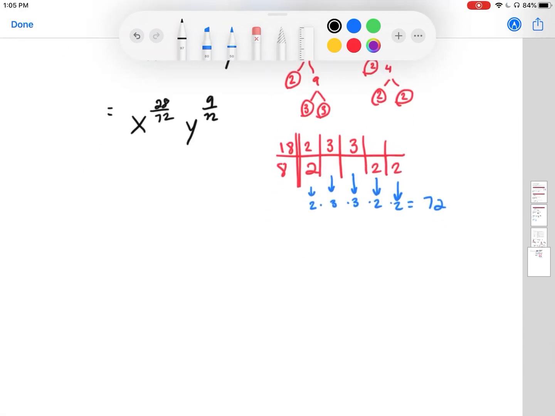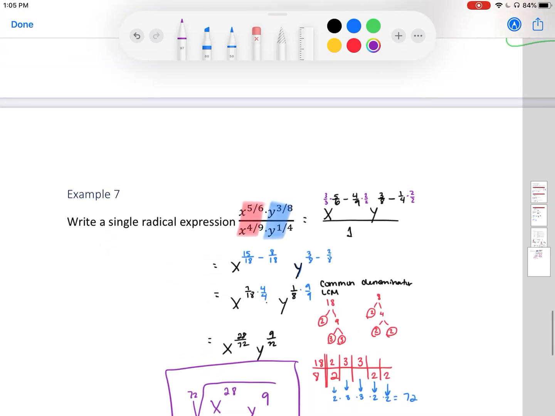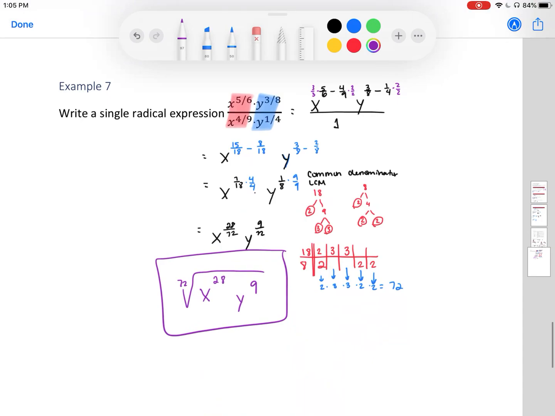Okay, now that they all have 72 as a base, I can take the 72nd root of x to the 28th power and y to the 9th power. And we have now written it under the same radical. This one was a lot of work. This one was super challenging. Okay, this was section 6.2. Thanks.